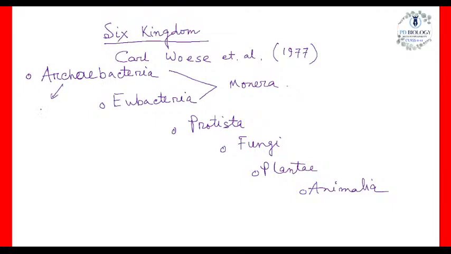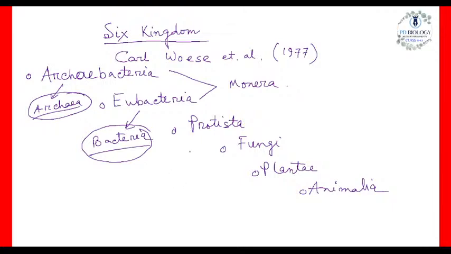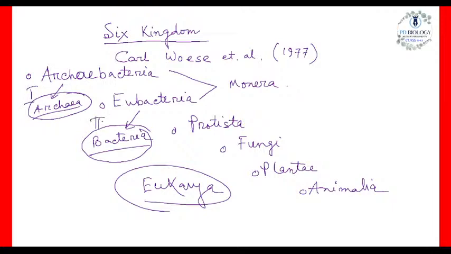Now the archaebacteria is called archaea, and eubacteria is called bacteria. So these are the modifications. So that's the Carl Woese proposed three-domain system in biological classification. The domains are archaea, bacteria, and eukarya. These are the first domain, second domain, third domain. Three-domain system of classification.